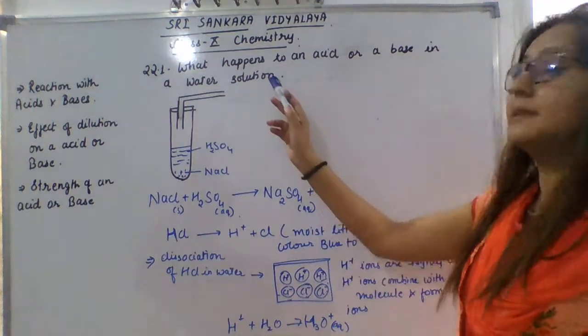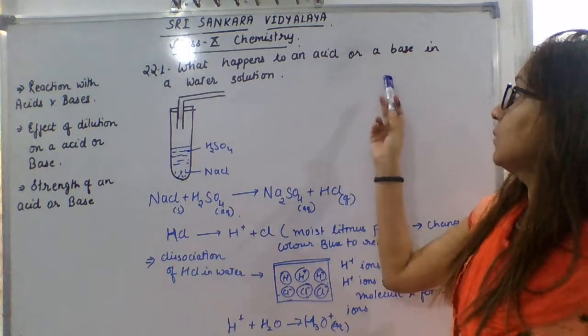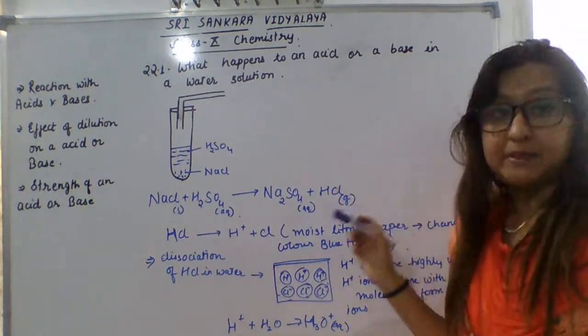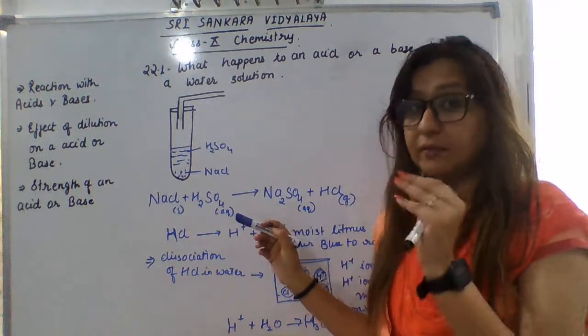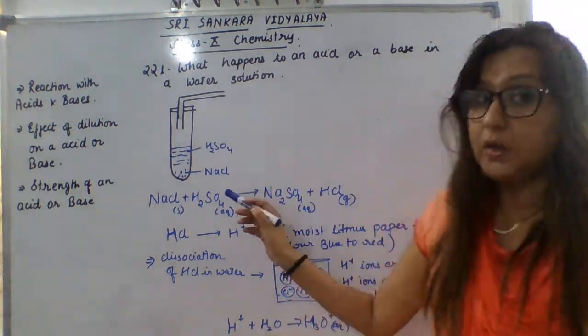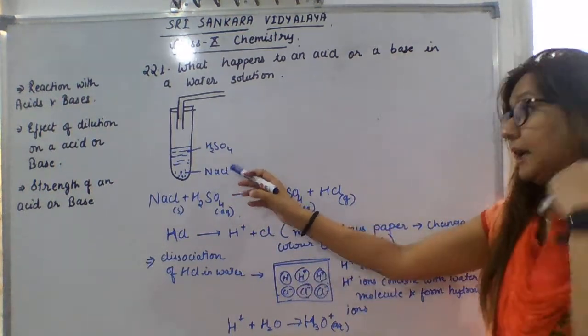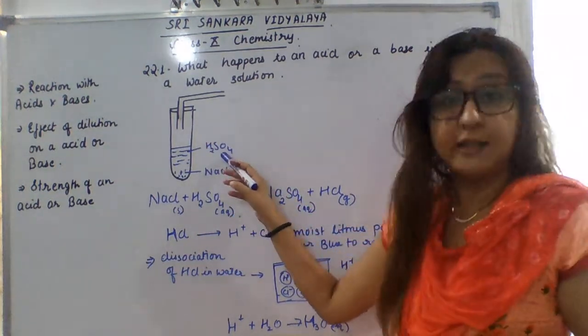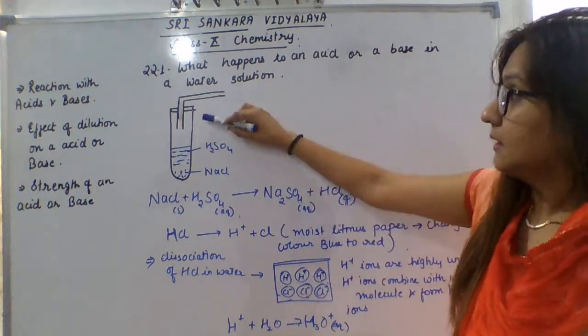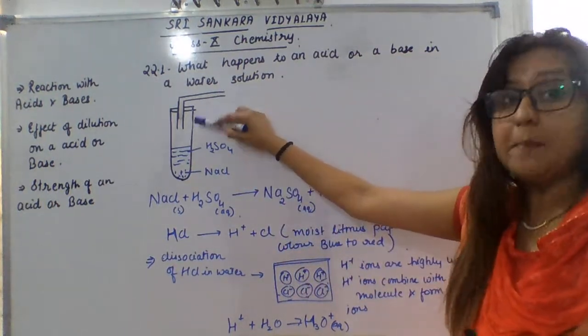Okay students, now we will see this activity. What happens to an acid or a base in water solution? In this activity, we will take a small amount of NaCl, that is salt, and put H2SO4 on it, that is sulfuric acid, and then connect it with a delivery tube or bent tube.